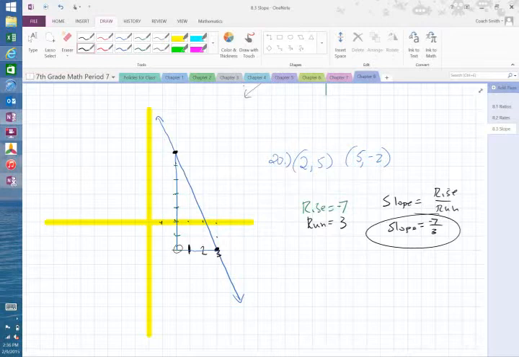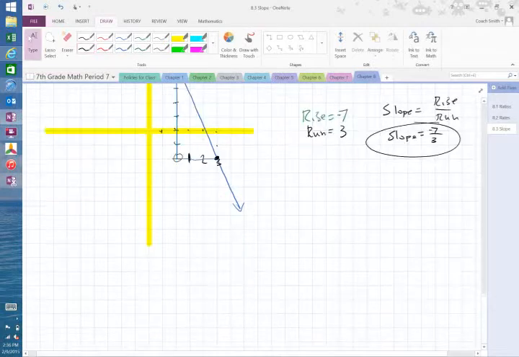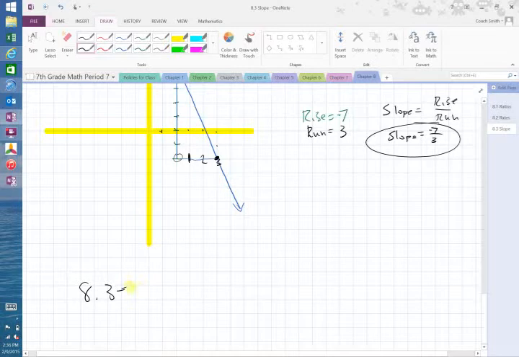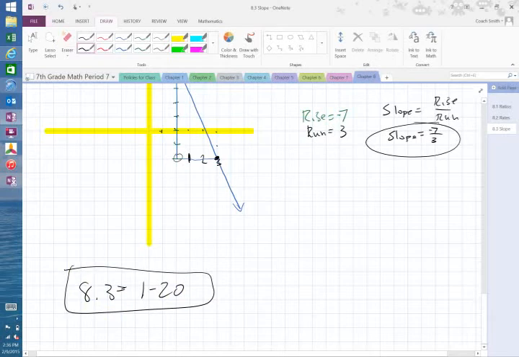All right? So that's how you figure the slope. So what we're doing is this. We're going 8.3, and we're going to do 1 through 20. Okay? 1 through 20. So you only have to have 3 graphs, and that's it. And we've already done one of them for us. Okay? So 8.3, 1 through 20.